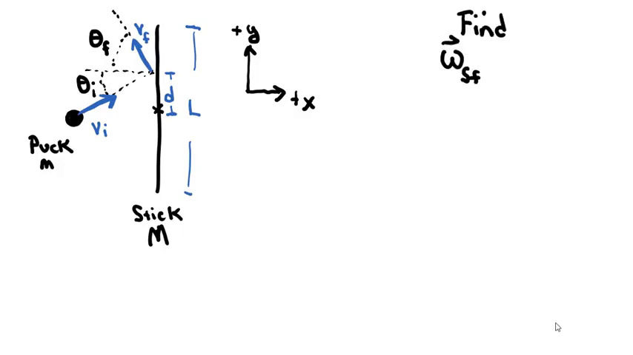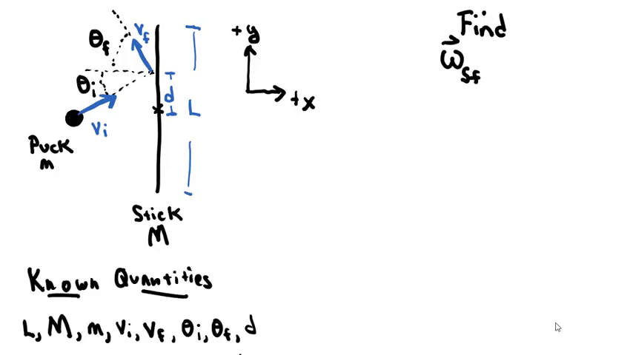We want to first find the vector omega sub sf, the vector angular velocity of the stick about its center of mass after the collision. Just to be clear, we will find this angular velocity in terms of the known quantities, which are the length L, the masses big M and little m, the speeds v sub I and v sub f, the angles theta sub I and theta sub f, and the distance d.